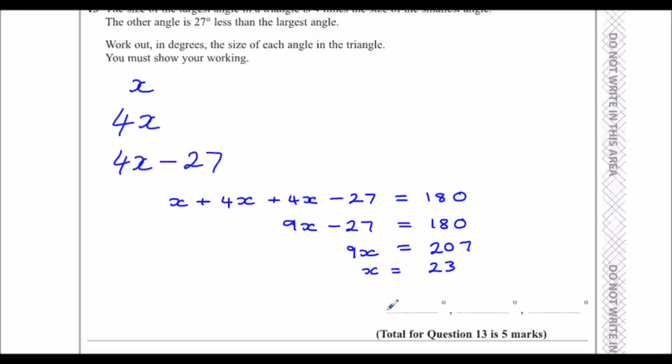So we'll write that one in, 23. The largest angle is 4 times 23. So 4 times 23 is 92. So I'll put that there. Largest angle is 92. Doesn't matter about the order. And 92 minus 27 for the other angle, which is 65.